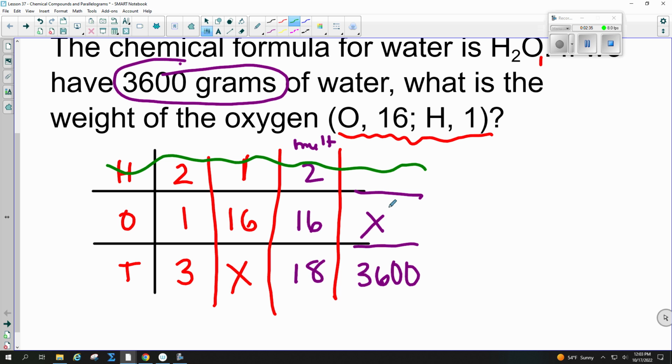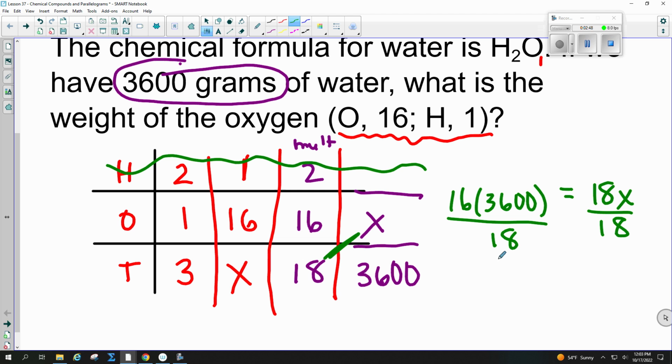16 times 3,600 equals 18 times X. Divide by 18 on both sides. All right, 18 goes into 36 actually twice right here. So that would be 200. And 200 times that 16 is 3,200 grams. So that's how much the oxygen weighs of the whole compound.